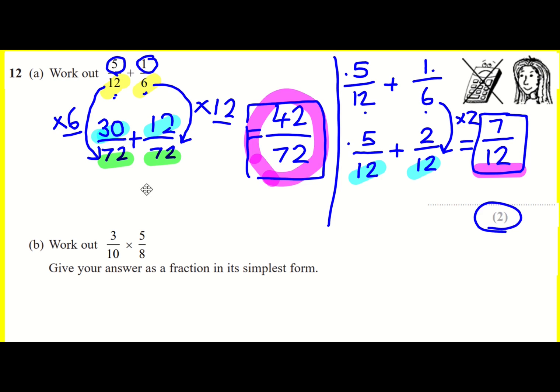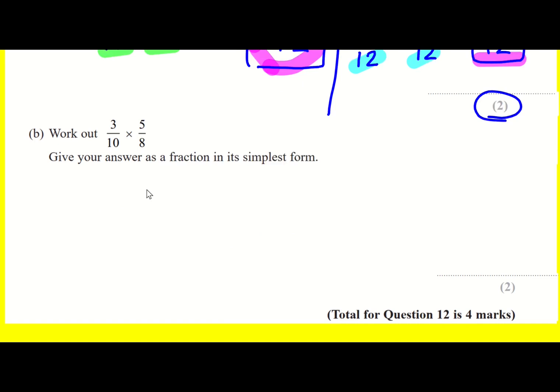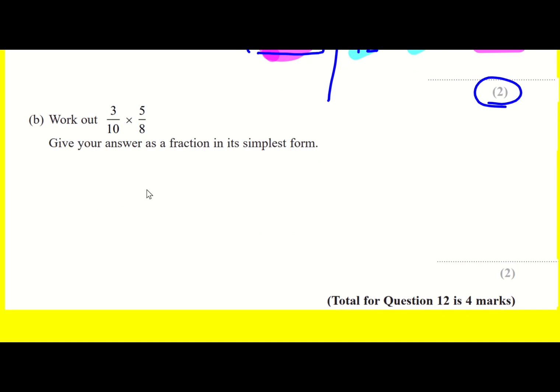Okay, moving to part B. It says work out 3/10 multiplied by 5/8. Now it says give your answer as a fraction in its simplest form. Okay, so we must simplify this one. Okay, multiplying is actually the easiest fraction operation to do. You are literally just multiplying across the top and multiplying across the bottom. So I'll rewrite it down here and just show you what to do here.